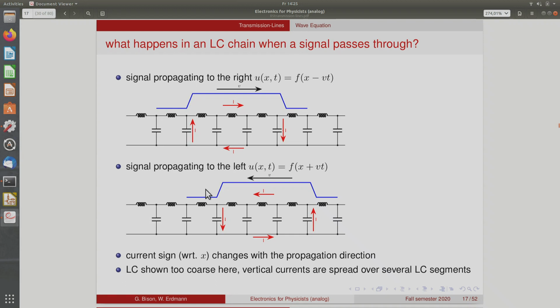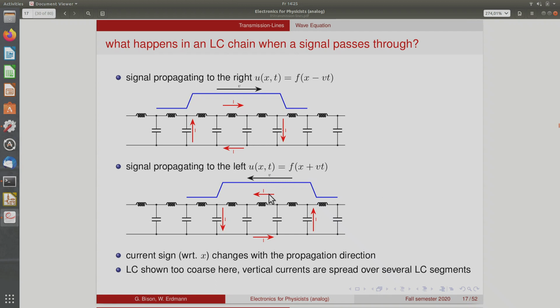The same thing happens when you have a signal that propagates from the right to the left. So the propagation velocity is here. The current now flows in this direction. Again, you have charging of the capacitor here and discharging of the capacitor there.